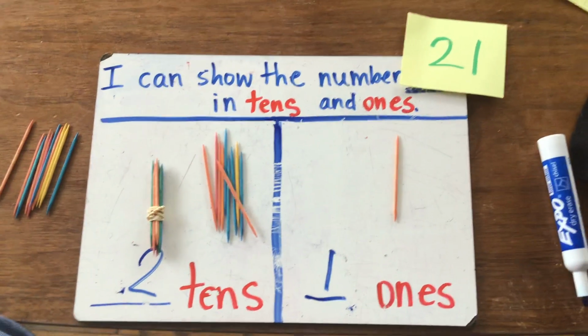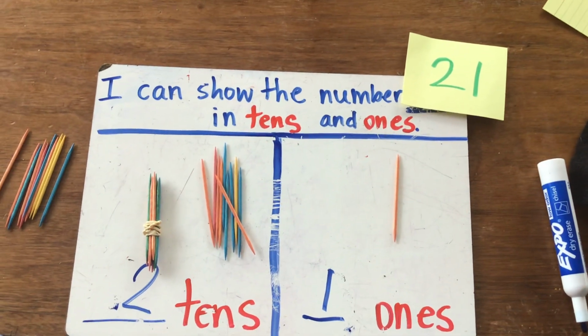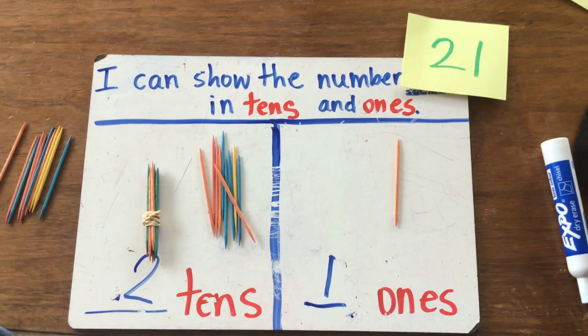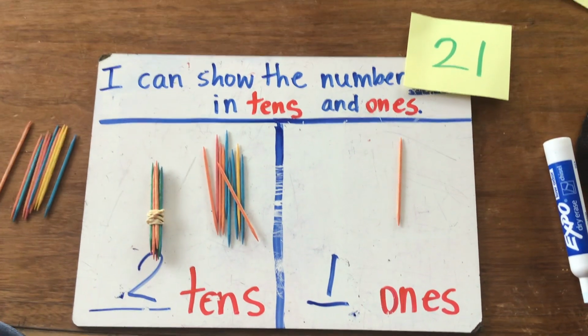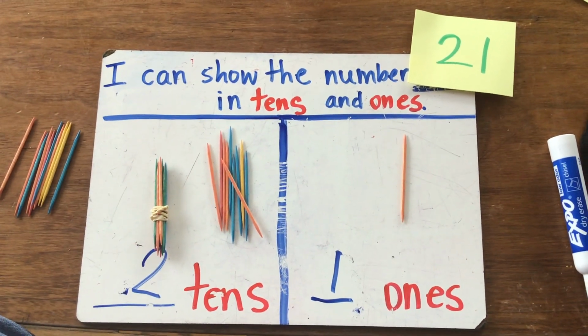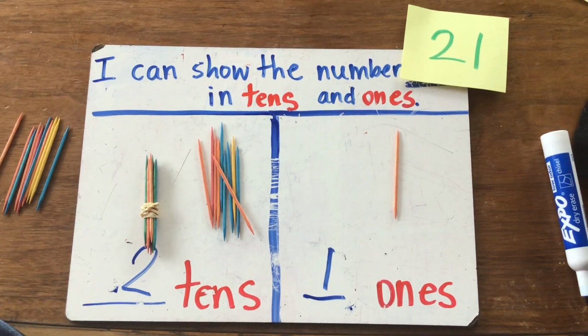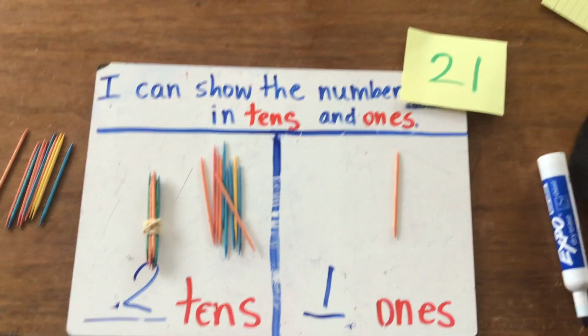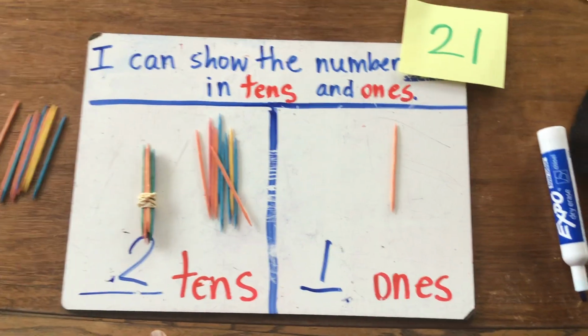Great work today. Guys, what I want you to do next is click on the game underneath this video. It's called Candy Shop, and you're going to go into a candy shop and do some practice on the computer with tens and ones. Give yourself a pat on the back and kiss your brain. Great work.